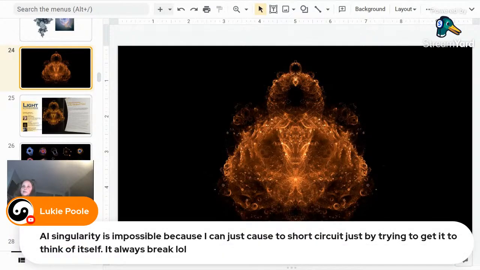AI singularity is impossible because I can just cause a short circuit just by trying to get it to think of itself. It will always break. Yeah. So if you try to short circuit the AI, it will probably disappear. And so I don't know. I don't even actually know what AI singularity means. Does AI singularity mean that the AI becomes conscious? Is that when the AI destroys us, or is that when it destroys itself? So I'm not actually sure what that means, but yeah.